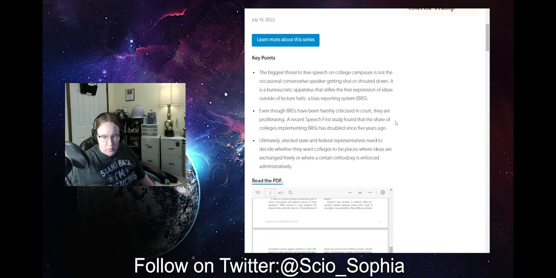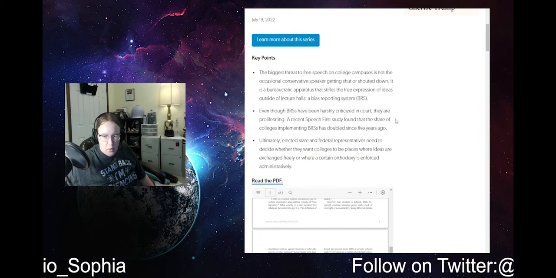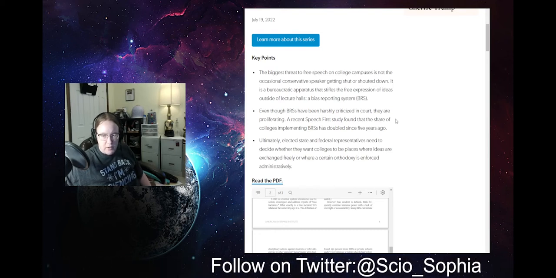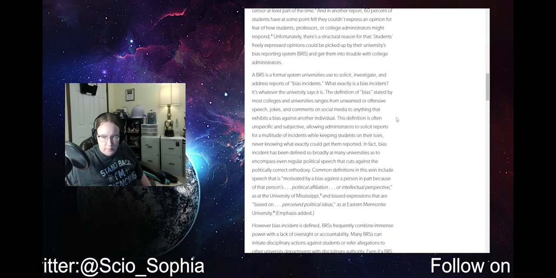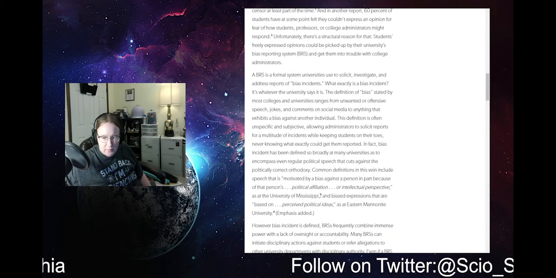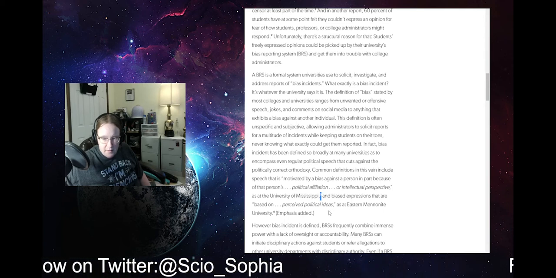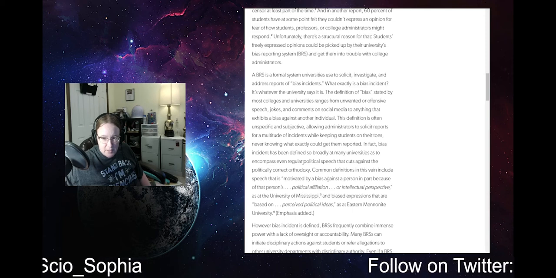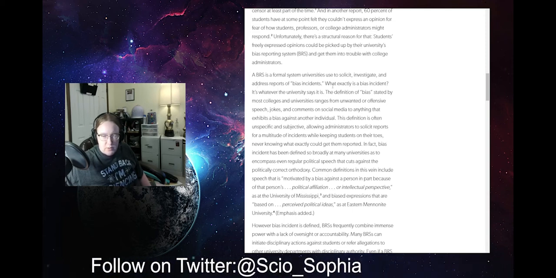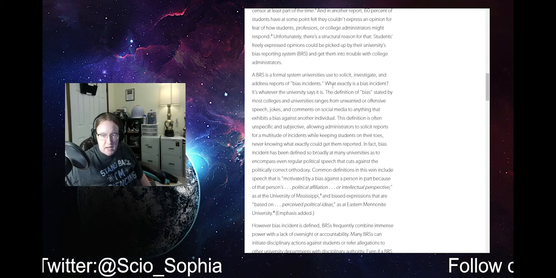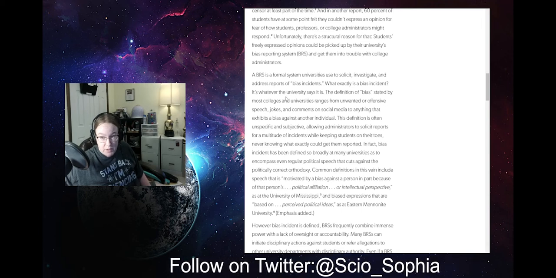Ultimately, elected state and federal representatives need to decide whether they want colleges to be places where ideas are exchanged freely or where certain orthodoxy is enforced administratively. And they go on here to talk about that. And they cite a number of universities here, with a couple of these adding different things that are a little bit more scary. So, a BRS is a formal system universities use to solicit, investigate, and address reports of bias incidents. What exactly is a bias incident? It's whatever the university says it is.